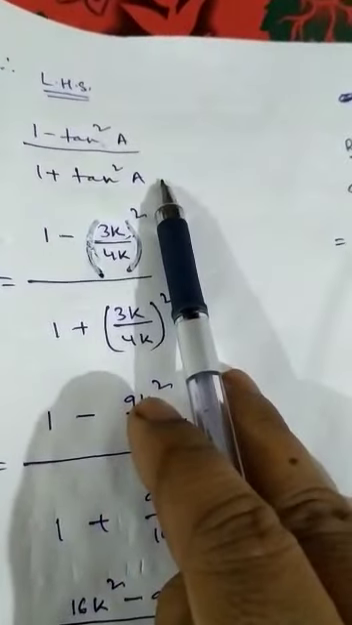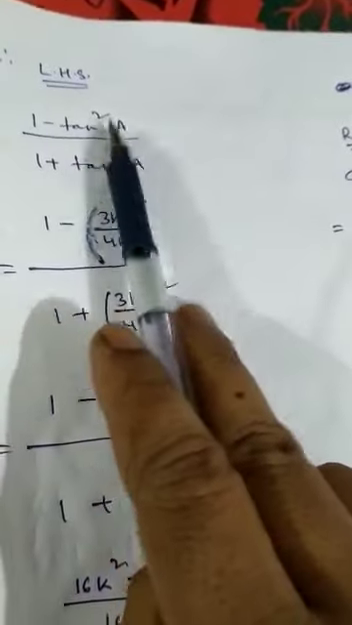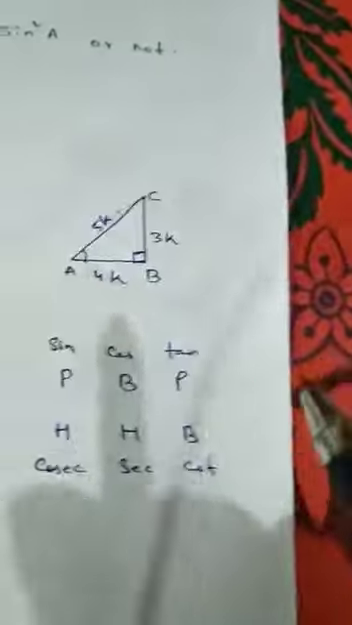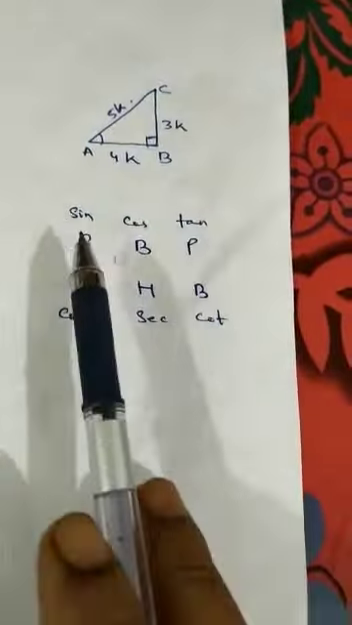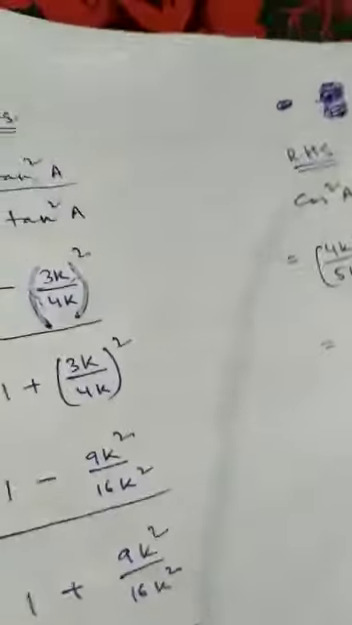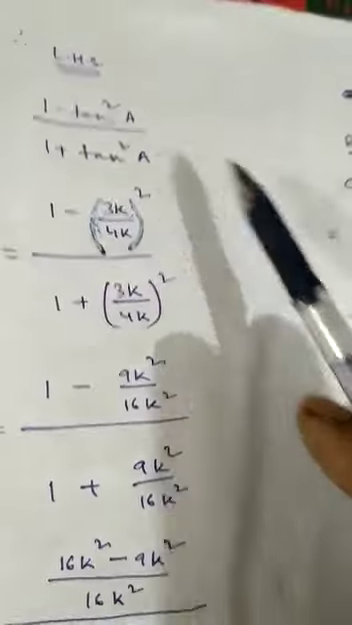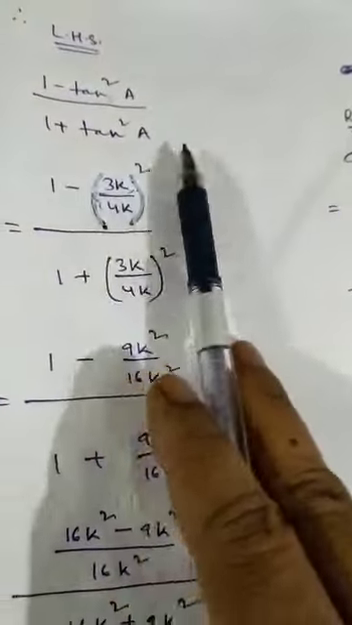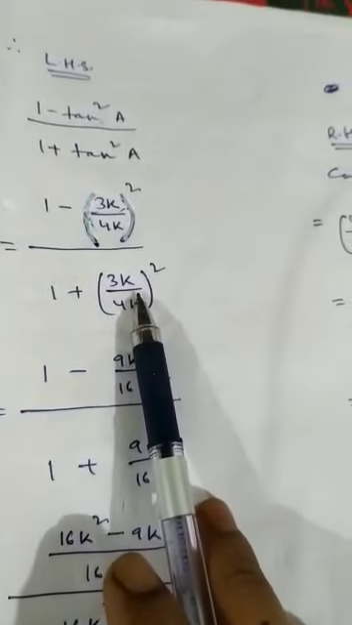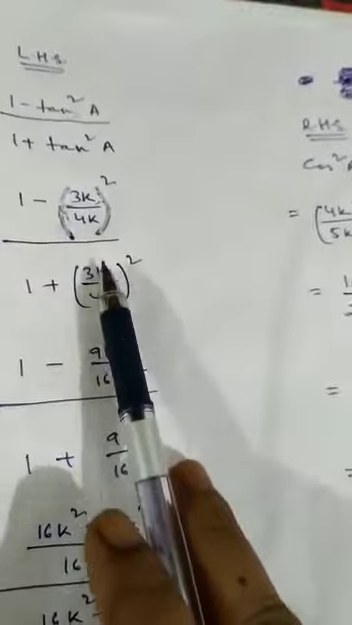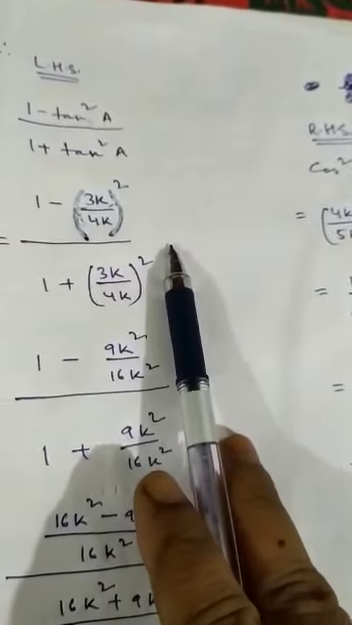LHS is given as (1 minus tan square A) by (1 plus tan square A). We will solve it. In 1 minus tan square, we know the formula of tan is perpendicular by base. Perpendicular is 3k, base is 4k. So I have written here 3k by 4k whole square, divided by 1 plus tan square A. 1 plus, again the value of tan A is 3k by 4k. I have written here 3k by 4k whole square.